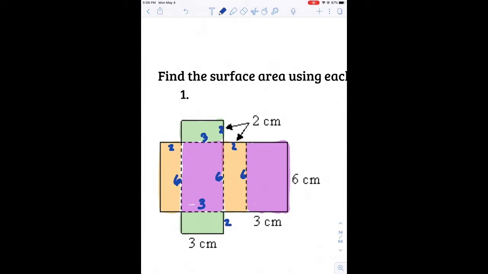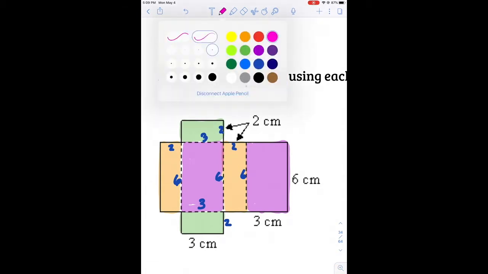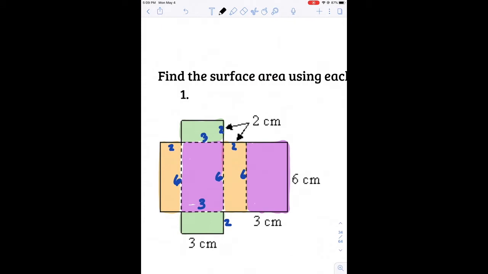Now I need to find the area of each of these shapes. What color will stand out? I'll use black. So let's do the purples first. 6 times 3 is 18, and that means my other purple is also going to be 18. Now how about my oranges? 6 times 2 is 12, and that means my other orange is 12 too. And now my greens. 3 times 2 is 6, and that means that's going to be 6 too.